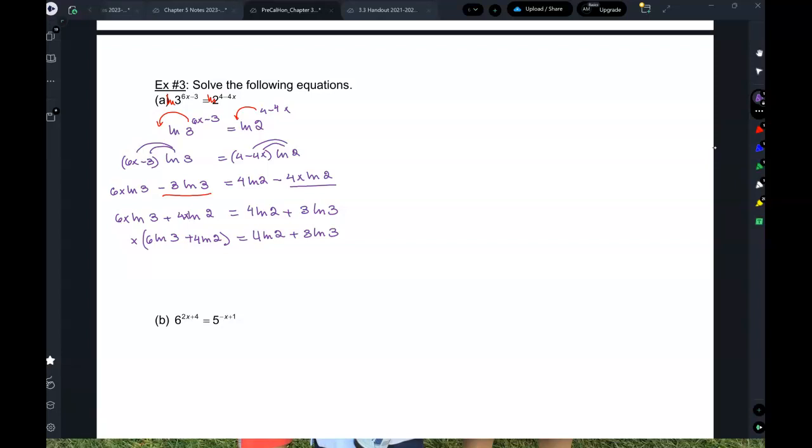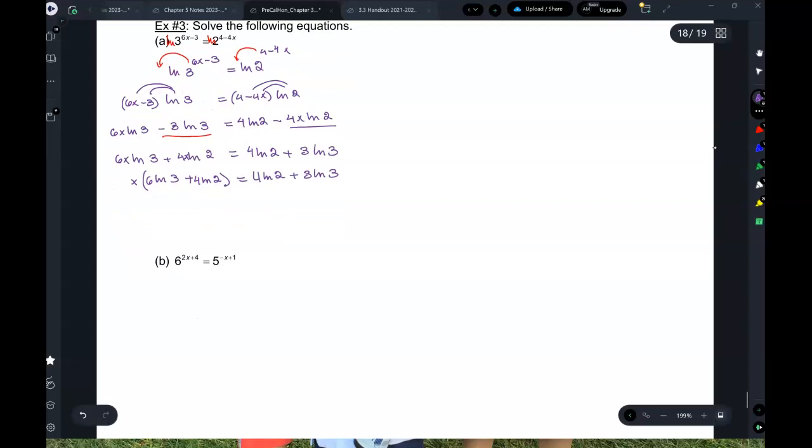Now, okay, hang on. So now x is equal to, now we're going to divide by the parenthesis, right? So this is going to be 4 ln of 2 plus 3 ln of 3 all over 6 ln of 3 plus 4 ln of 2. Okay. Whew, we solved for x. But now let's simplify this, okay?